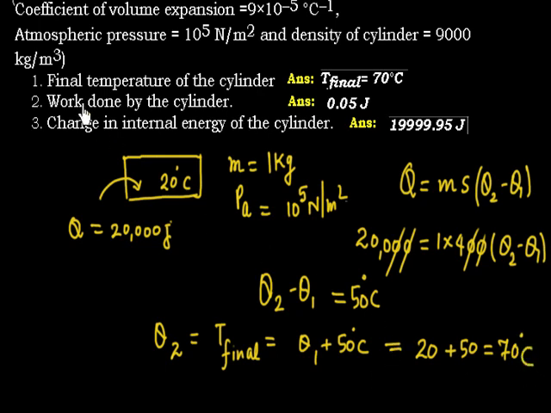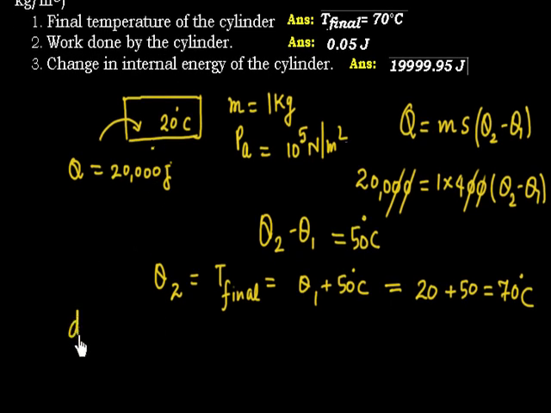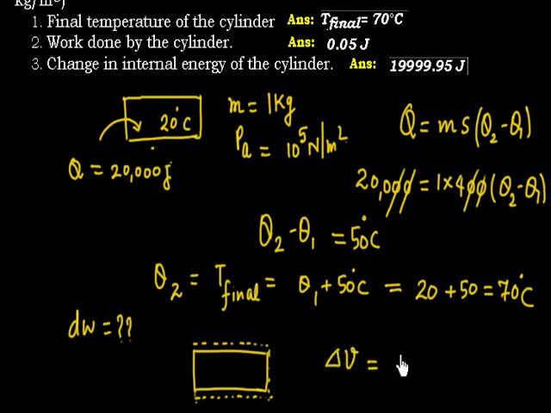B part of the question says find out the work done by the cylinder. So we have to find what is the work done by the cylinder. You see, why the cylinder will do work, that is obvious. You see, initially the cylinder volume is this. Now if you heat, the cylinder will basically expand. So you will have something like this. Now the volume of the cylinder will increase. So let us say the initial volume is V1 and the final volume is V2. So there will be a change in volume, that is V2 minus V1.